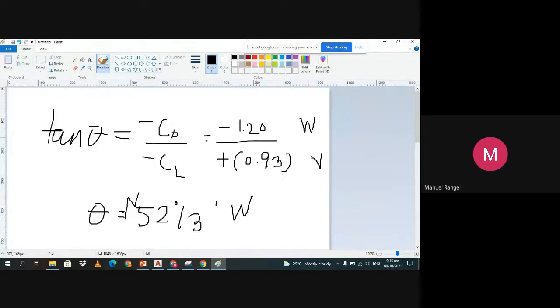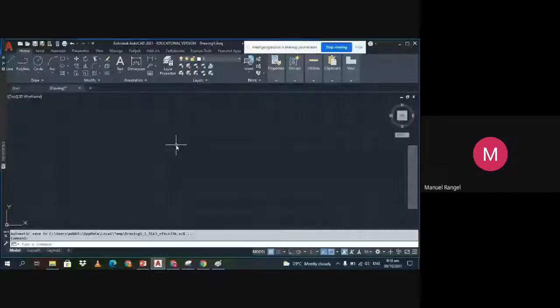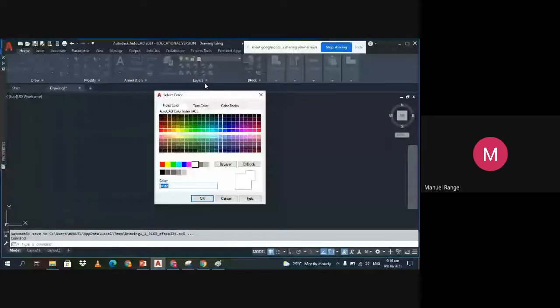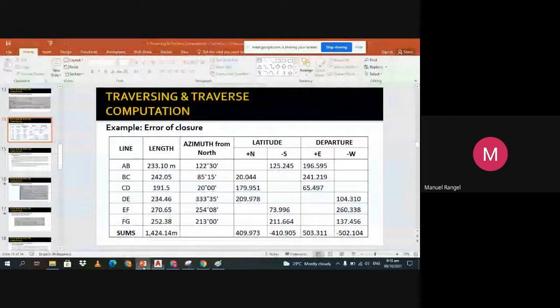Okay. So karon let's try to plot this in a graph. So magamit tag AutoCAD, no, sa pag-plot. Okay. Change the color. So karon is unsa tong data nakabutang dito. So we have the 233.1, 242. Then kining azimuth convert na ako sa bearing para mas dali siya i-plot sa AutoCAD.